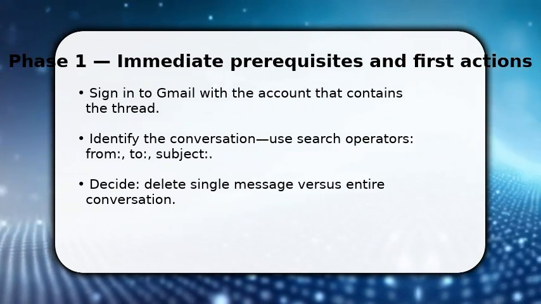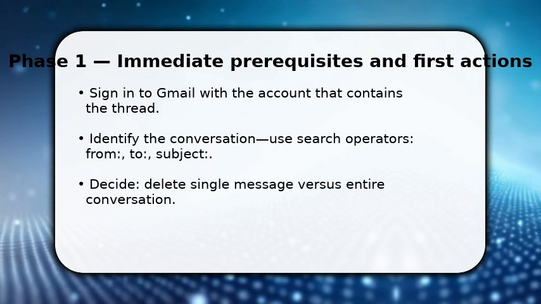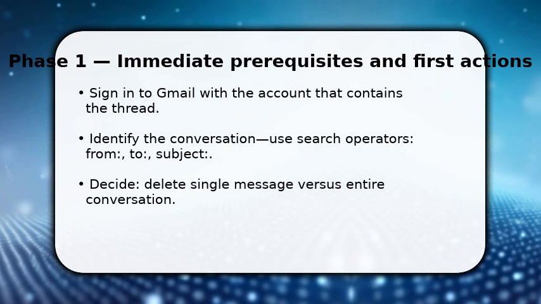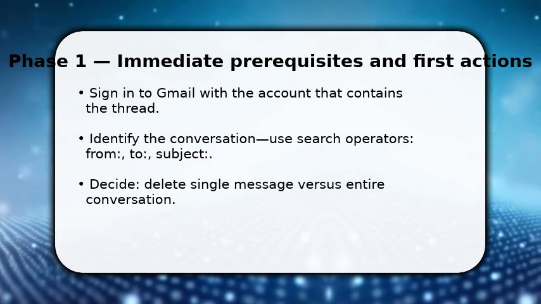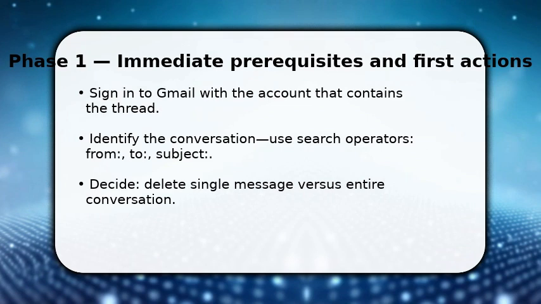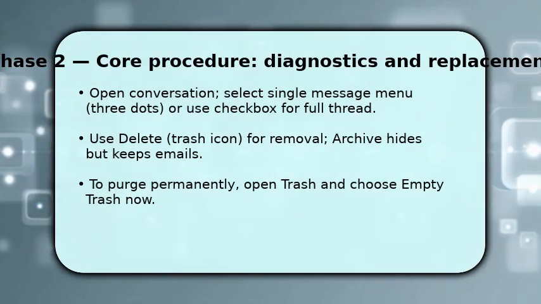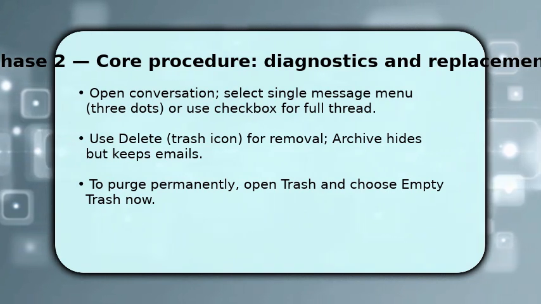Click the conversation to open it, then pause and inspect timestamps and recipients so you don't delete the wrong content. If labels or filters apply, note them now before proceeding to deletion. Once the conversation is open, choose whether to delete only one message or the whole thread.